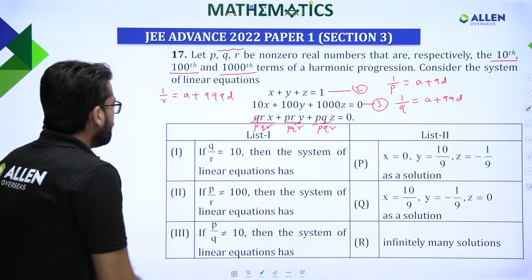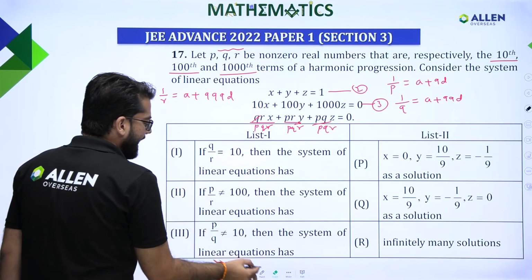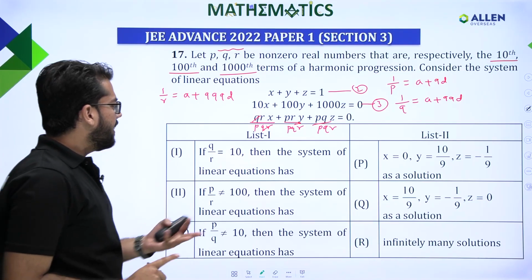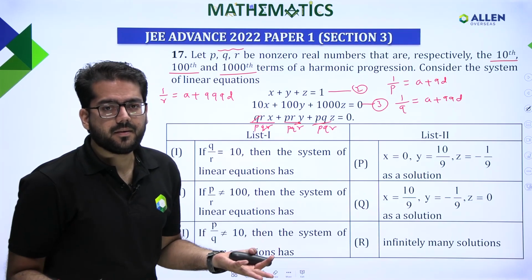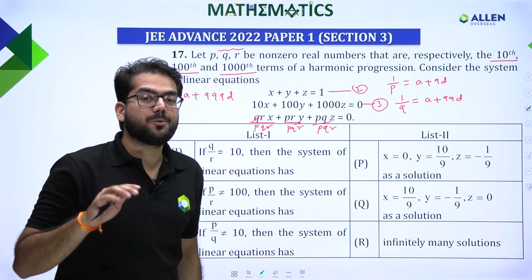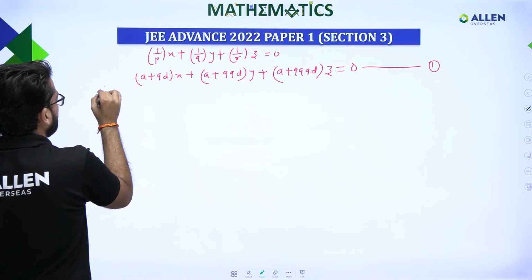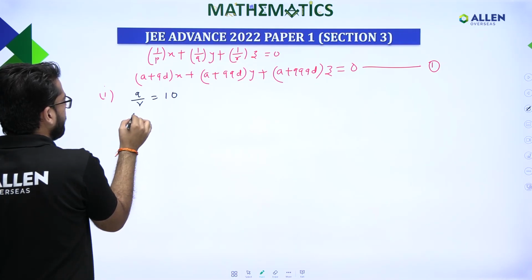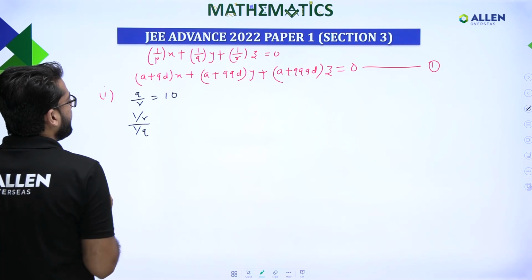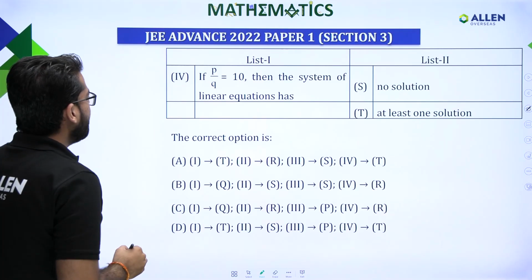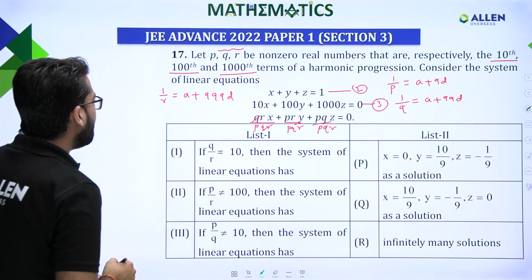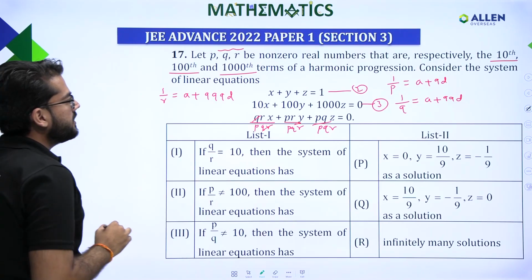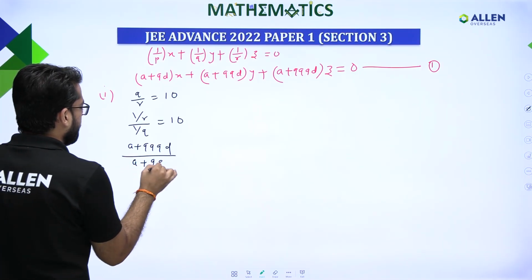Now, I just want to take the help of the options. In option number 1, if qyr is equals to 10, then the system of linear equations has the solution. Actually, we need to comment whether our system has infinite solutions or no solution or whatever, right? So first we have qyr is equals to 10, then we have to see what happens. Can we write this value as 1 upon r and 1 upon q, right? Now, in place of 1 by r, can we substitute the value? Yes, in place of 1 upon r, we can write a plus triple 90. And in place of 1 by q, we can also substitute the value, that is a plus 90. Now, it is equals to 10.